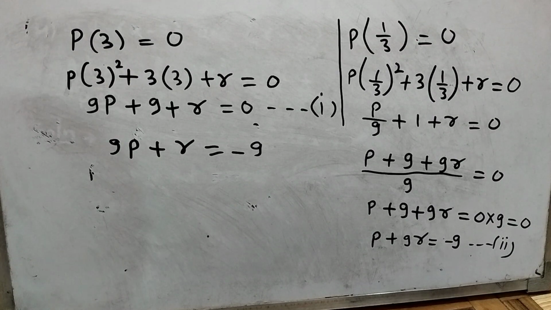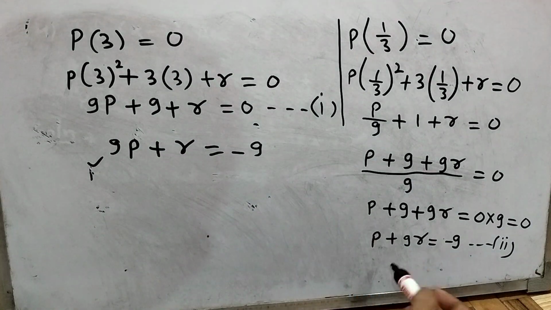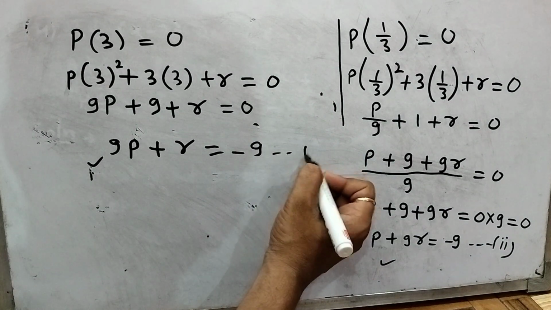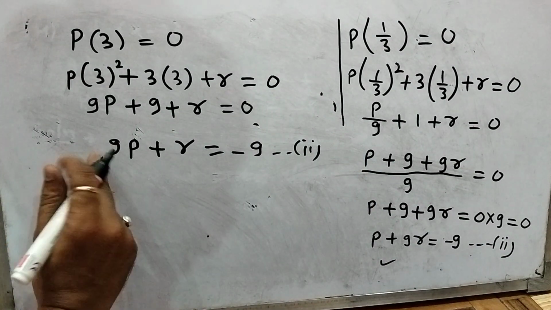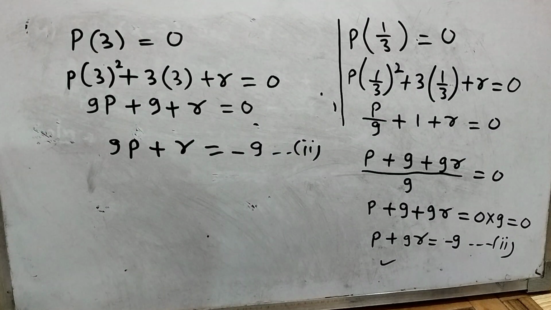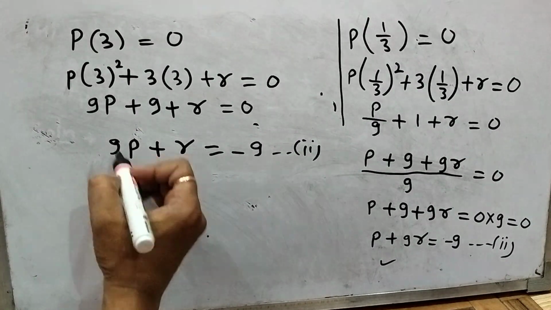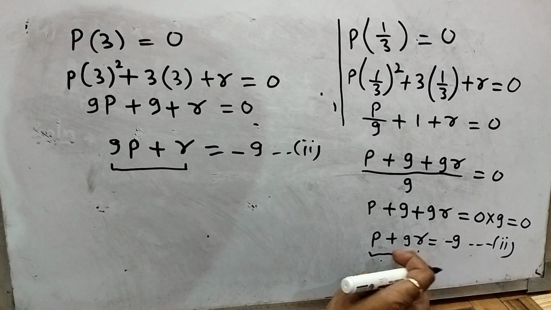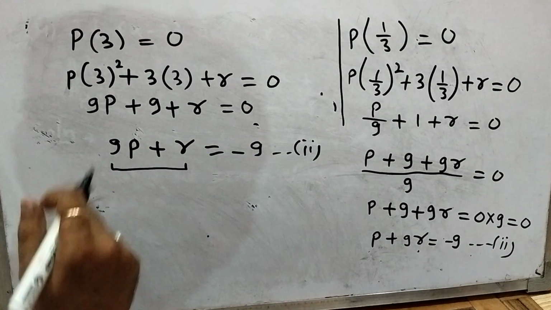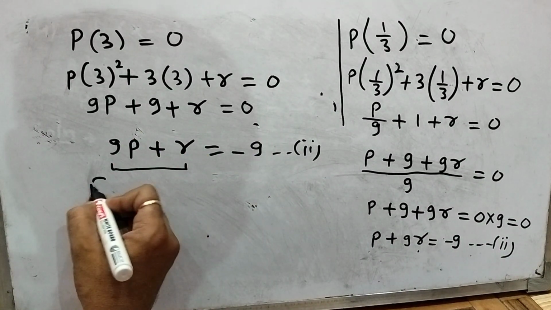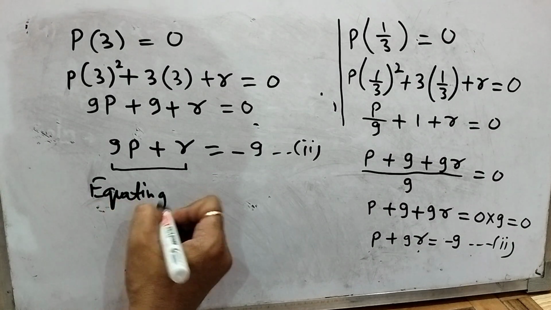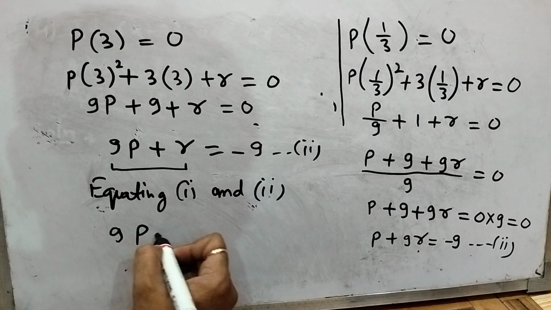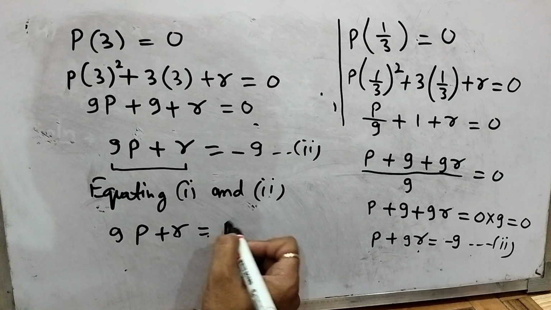So what can we do? We can equate both the equations, the first and the second, because things which are equal to the same thing are equal to one another. This expression is equal to minus 9 and this one is also equal to minus 9. That means equating 1 and 2, 9p plus r equal to p plus 9r.